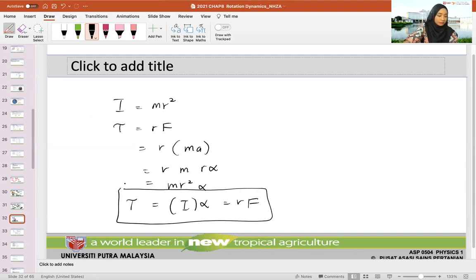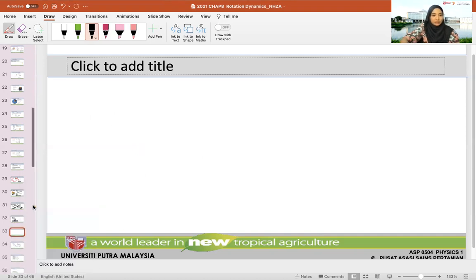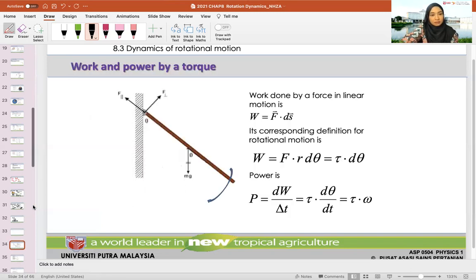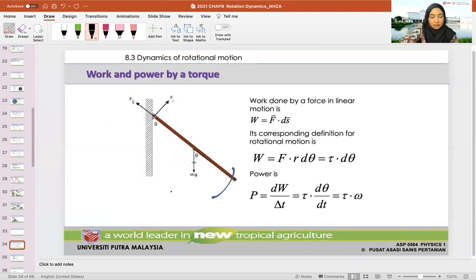Okay, next one. I'm just doing a recap here. We learned everything already, so don't panic. You're not supposed to panic because we already learned this. Okay, what else? Okay, I think we're done with that. So now we're going to work and power by torque. So we have learned a lot, and there is still work and power by torque.